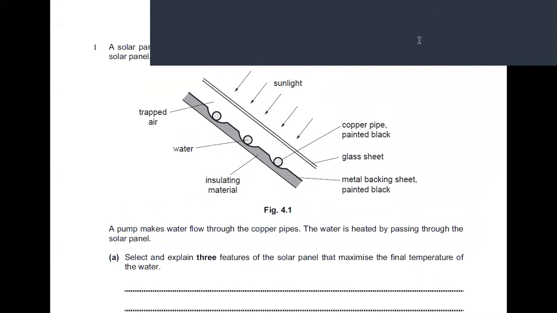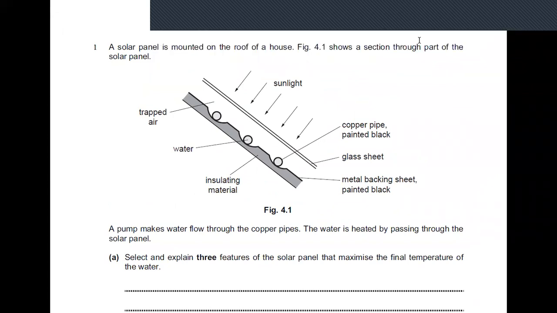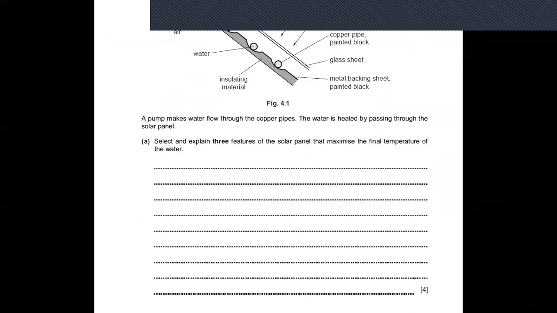So the first question states, a solar panel is mounted on the roof of a house. Figure 4.1 shows a section through part of the solar panel. A pump makes the water flow through the copper pipes. The water is heated by passing through the solar panel. State and explain three features of the solar panel that maximize the final temperature of the water. This is a 4 mark question.